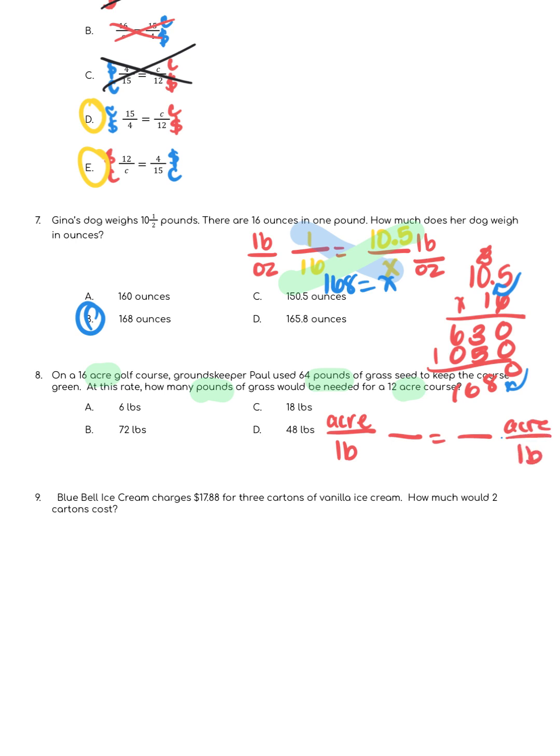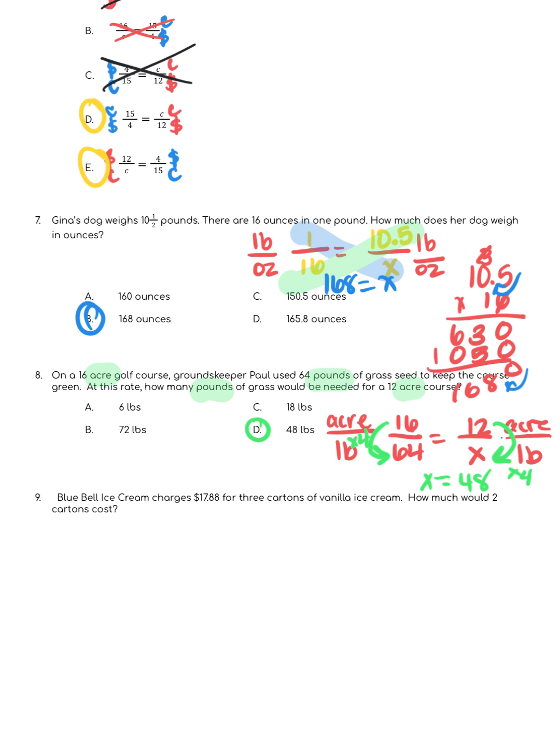So it told me 16 acres is 64 pounds. So I'm going to put those together. And then I want to know the pounds, so there's my X, for 12 acres. Then from there, you can do cross products, or you can look for a relationship between two ratios. For example, I know that 16 times 4 is 64. So I could say 12 times 4 is 48, so X equals 48. Now, if I would have done cross products, I would have gotten the same thing.